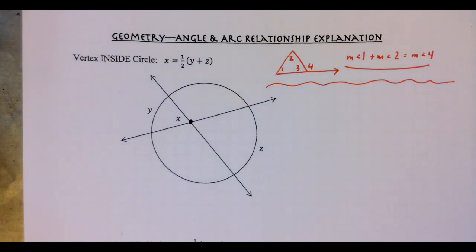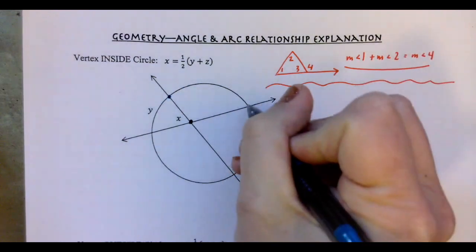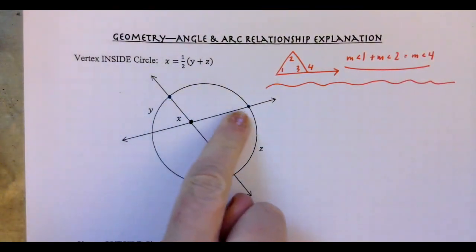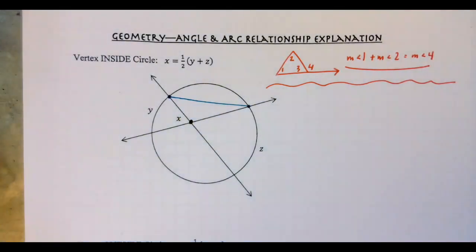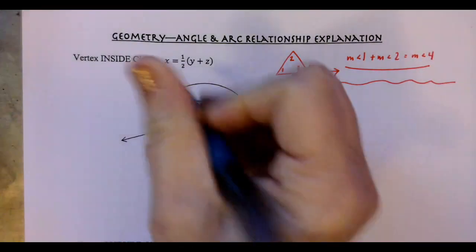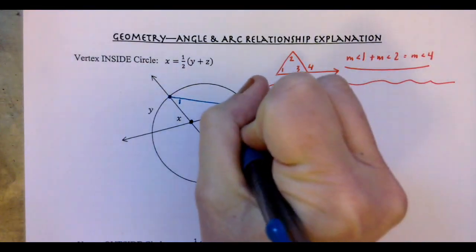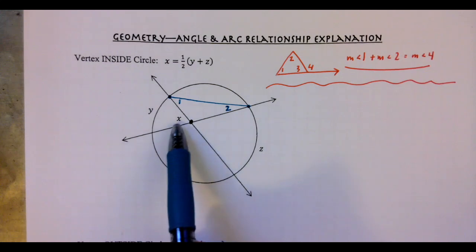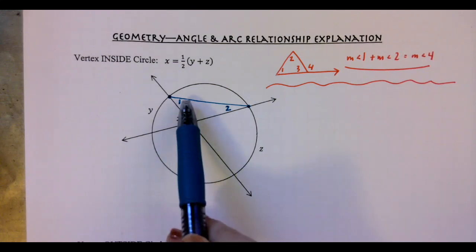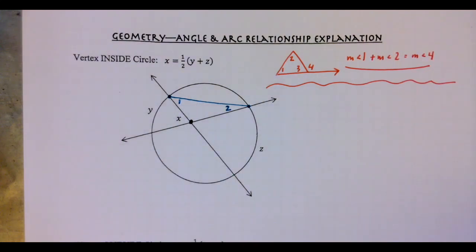All right, so looking at my diagram, I'm going to have you extend right here. Make a segment that extends from this point to this point right here. And I'm going to have you label this angle here as 1 and this angle here as 2. Okay, so what I've essentially done is I've made x an exterior angle. 1 and 2 are the remote interior angles.